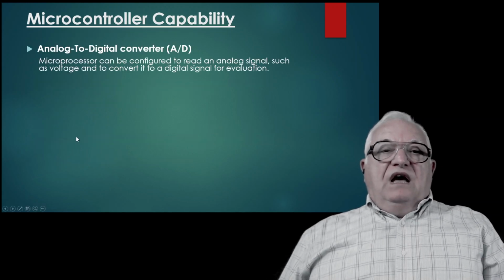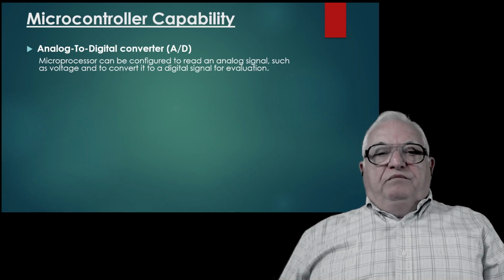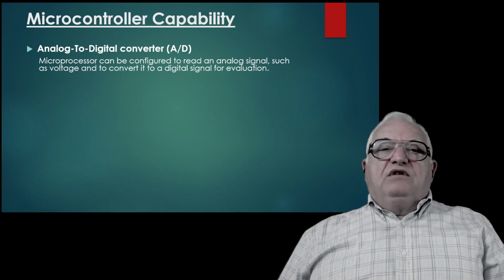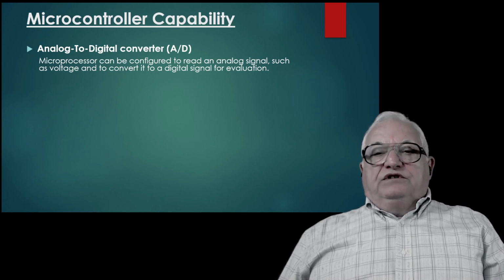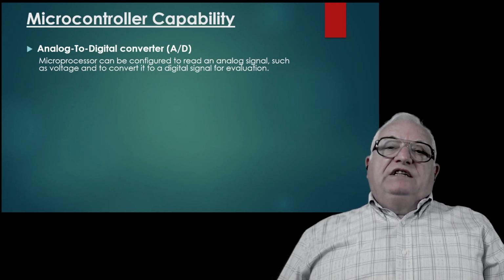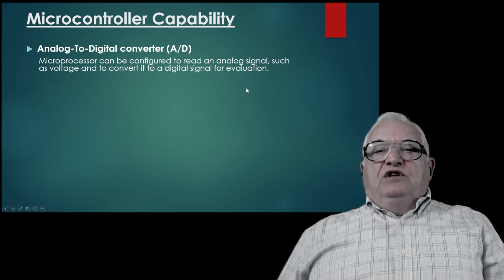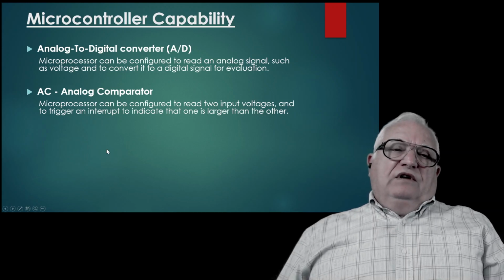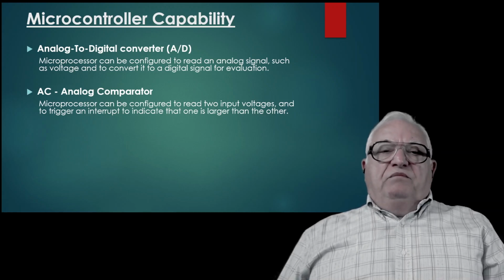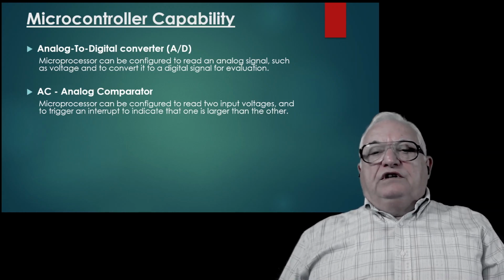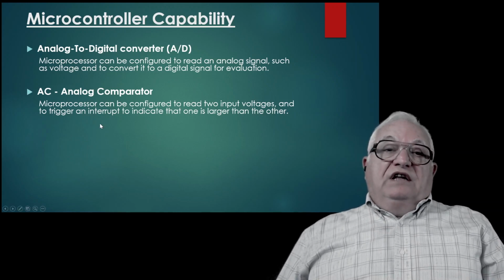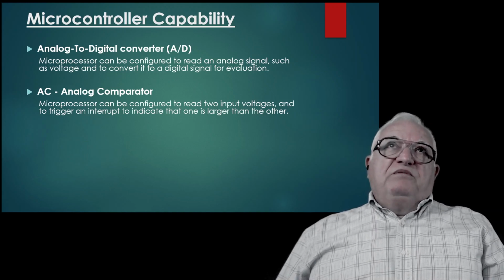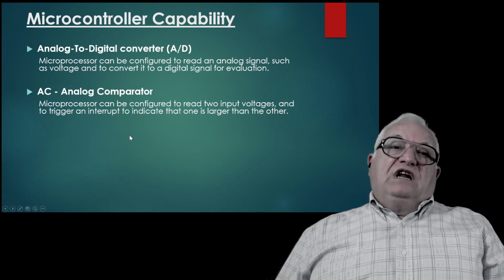Next, we have the analog to digital converter. The microcontroller again can be configured to read an analog signal such as voltage and then convert it to digital so you can evaluate it. Then you have the analog comparator. The microcontroller can be configured to read two input voltages and trigger an interrupt depending on whether the voltages are the same or are different, high or low. You can set up all those parameters.